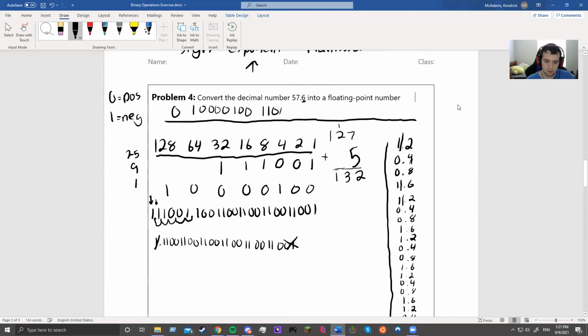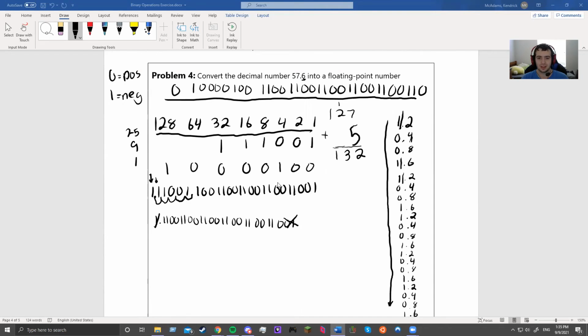1 1 0 0 1 1 0 0 1 1 0 0 1 0 0 0. Let's make sure we got all the numbers. And here we go. We just converted it into the floating point format. So yeah, it is a little bit more complicated. It does take a few more steps, but there it is. It's really easy math. It just takes a little bit. All right, now that we've finished that one, it's time to go into the last question.